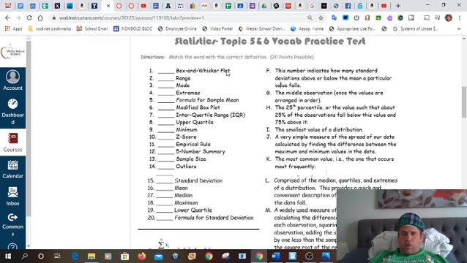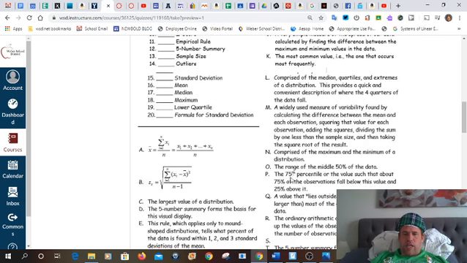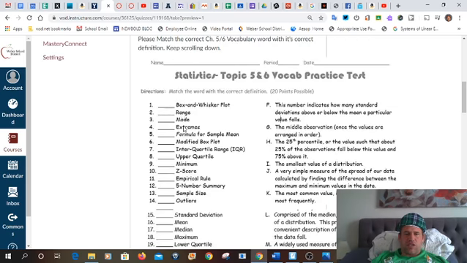So box and whisker plot. Box or whisker plots, remember what that looks like. That basically is a visual display, right? It's a graph of the 5-number summary. If we look in here for visual display, there it is. 5-number summary forms the basis for this visual display. So that's D. Nice, nice.